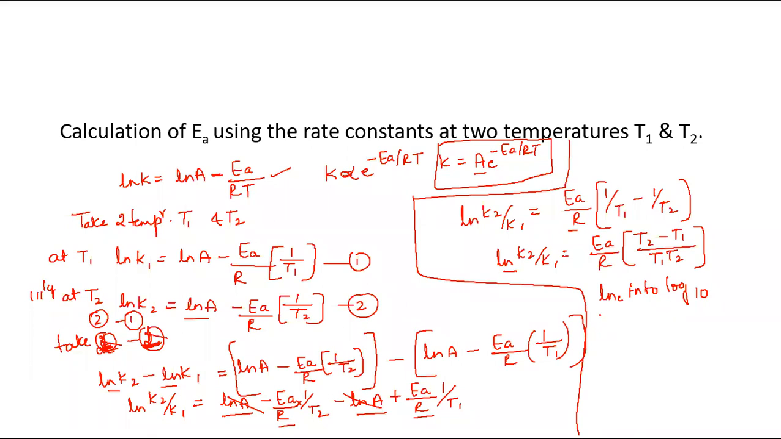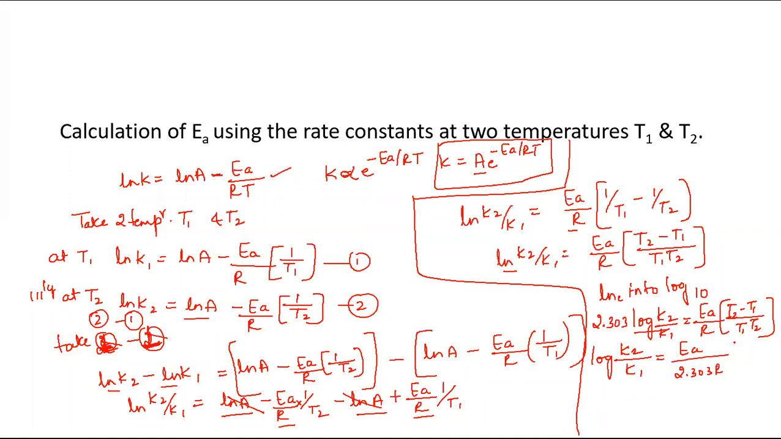Therefore, 2.303 ln now becomes log K2 by K1 is equal to EA by R T2 minus T1 divided by T1 into T2. And here we need to keep only the K constant values, that is rate constant. Send this 2.303 here. Then what we'll get? EA divided by 2.303 into R, 1 by T2 minus T1 whole divided by T1 into T2. So this is the final equation.